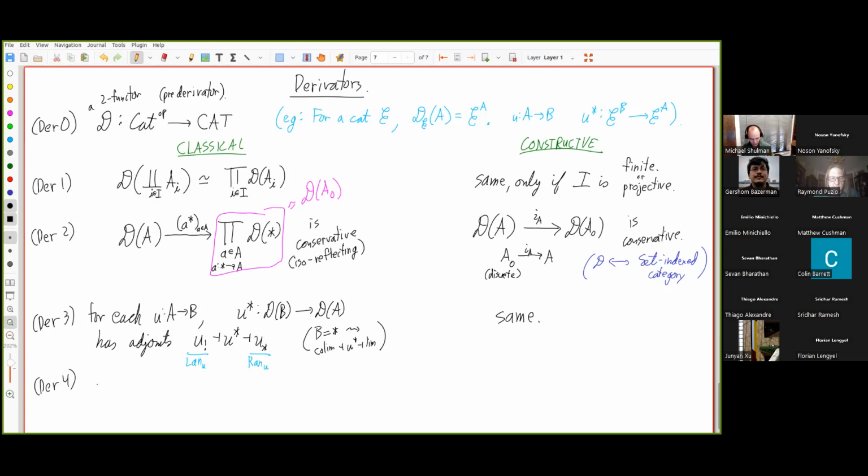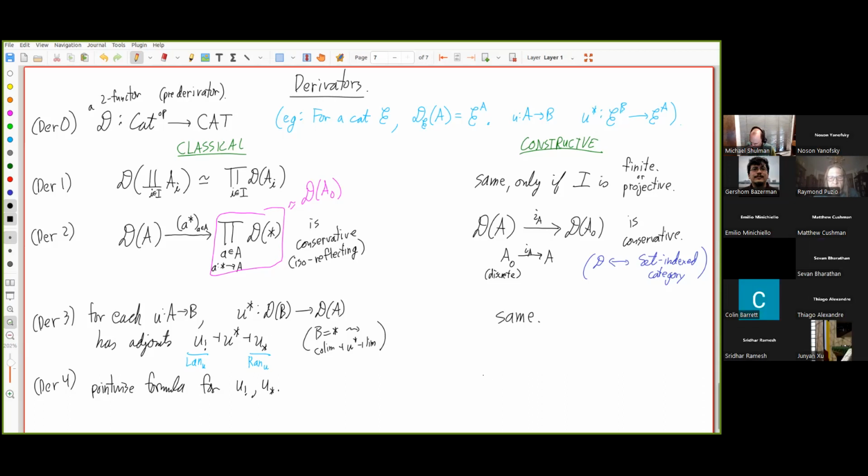And then the final axiom, I don't want to say a whole lot about it, but it basically says that there's a pointwise formula for these Kan extensions. In ordinary category theory, a Kan extension is pointwise if it's given by a formula computing it in terms of colimits or limits. And so we assert a version of that for these adjoints here. Similarly, in the constructive version, we do an indexed version of that, which is similar to Der2, where we use this A0 instead of all objects separately. I don't want to state that precisely for time reasons, but we can talk about it later if you want. So that's a derivator.